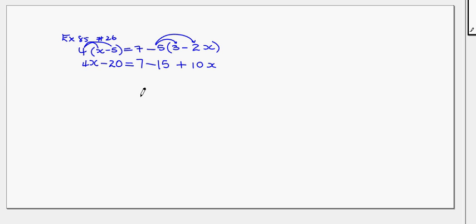So how do I eliminate 4x from the left hand side? What's the opposite of plus 4x? Minus 4x. So this is plus 4x here, so what I'm going to do is minus 4x. So this 4x minus 20, what I'm going to do is minus 4x. I'm going to minus 4x on the left hand side, and I'm going to do the same thing on the right hand side now.